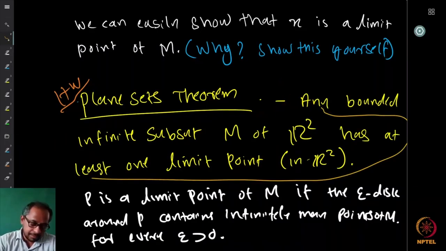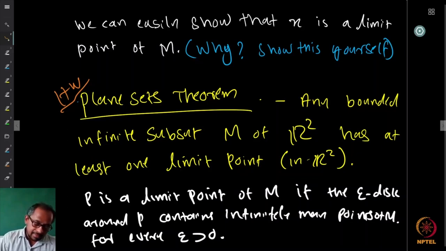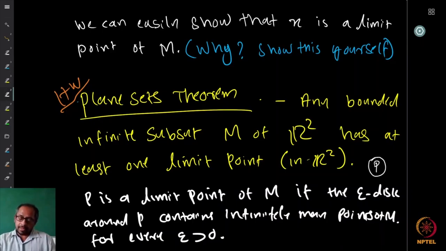Okay? So you can find some point in R2 with this property. Now what is the limit point in R2? Earlier we said that the interval is P minus epsilon, P plus epsilon. Now here you cannot say that, but we will say that, okay, take the point P and then you look at a disk around it with radius epsilon. So the epsilon disk around this I take and then say that this contains infinitely many points of M for every epsilon greater than zero.